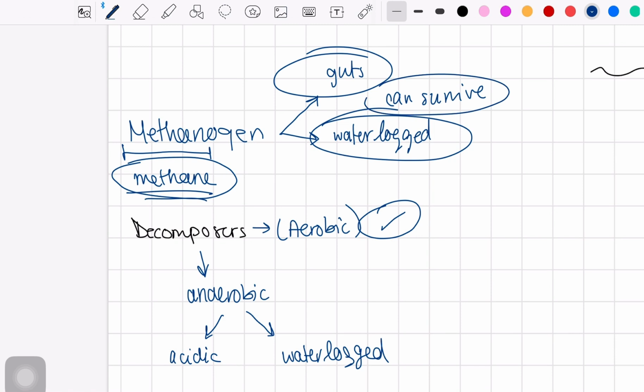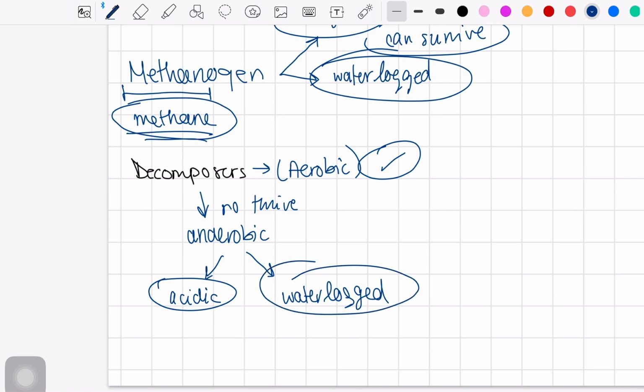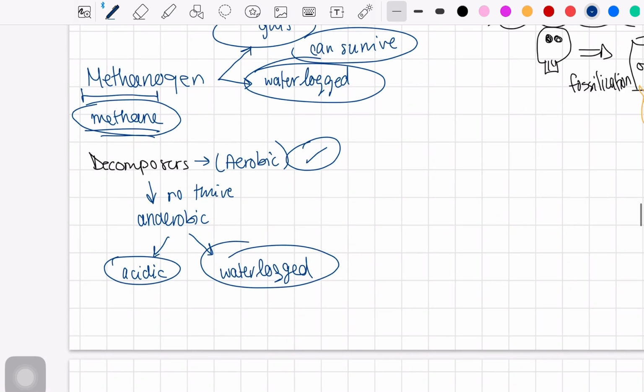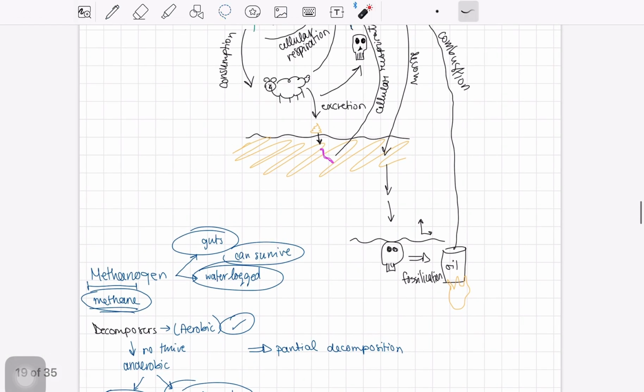So over here we have the decomposers, and they don't thrive in acidic or waterlogged conditions. This is why we have a phenomenon called partial decomposition. And it means exactly what it says. It's a partially decomposed carcass. So let's say we go back to this sheep again. It's going to be partially decomposed. So only this part is being decomposed. The rest is still organic.